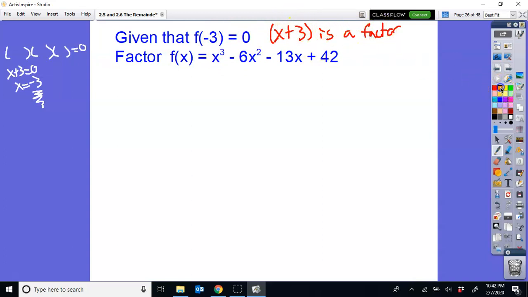Since I know that x plus 3 is a factor, now what I want you to do is take this big function here and use division with x plus 3 to help you find the rest of the factors. Pause the video here and try it first before you watch. Then I'll give you the solution, and then you can try the other ones on your own for homework.